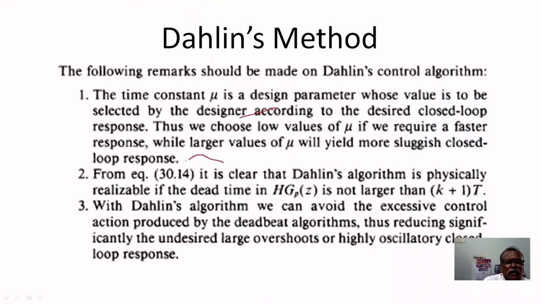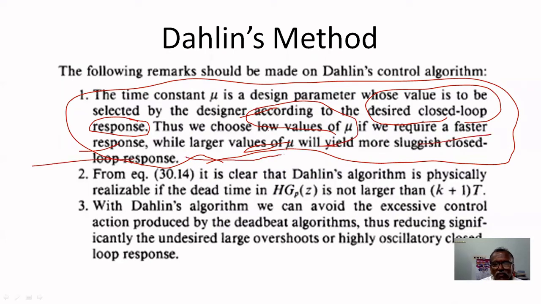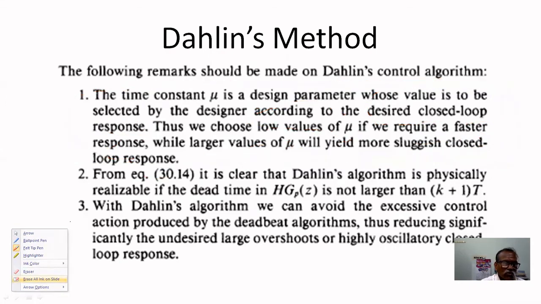Here, the time constant mu is the design parameter whose value is to be selected by the designer according to the desired closed loop response. We can reduce the closed loop time constant of a process whose open loop time constant is larger to the desirable value. We can choose low values of mu if we require a faster response, while a larger value of mu will yield a more sluggish closed loop response. If you choose a large value of mu, the response will be sluggish.